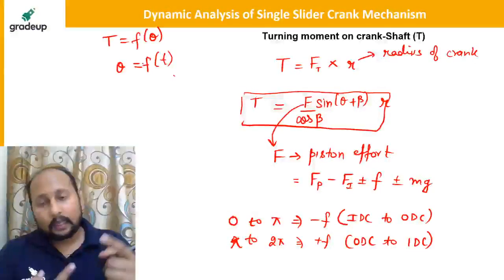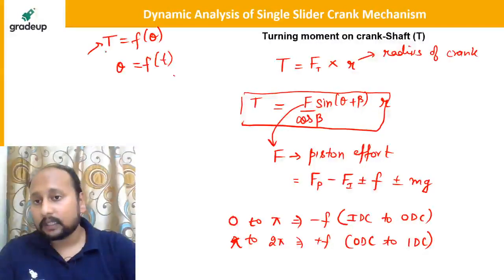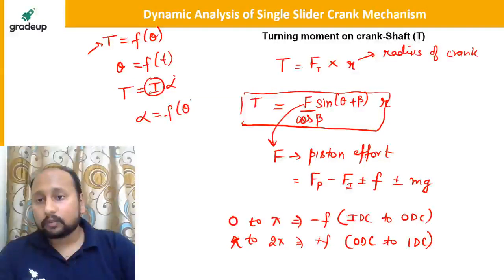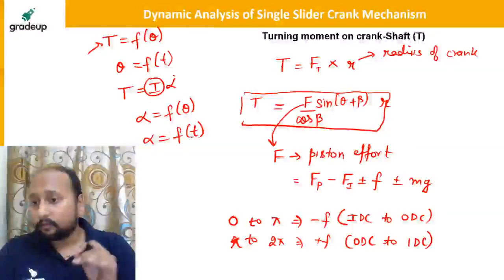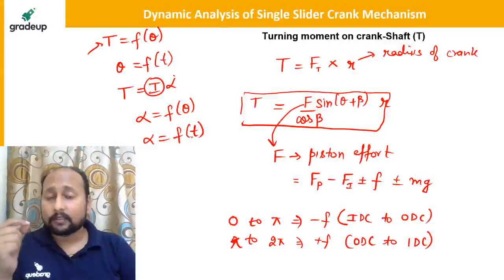If theta is changing at every instant, I can also say that your torque is changing at every instant. Because torque is equal to I into alpha, and I is constant for the entire body, alpha will also be a function of theta, or we can say alpha is a function of time. If alpha is a function of time, what does it suggest? Please tell me quickly. If angular acceleration is changing at every instant of time.